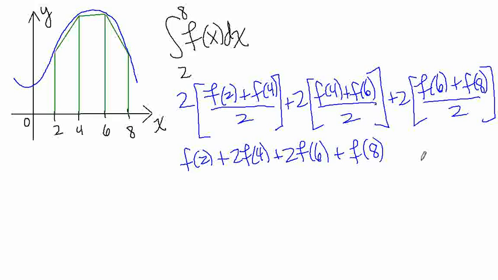All right, now what if we had used the right side rectangle approximation method? What would we have gotten for the corresponding expression then? Well, then we would have had 3 rectangles, all with a width of 2. And the heights of our rectangles would have been, for the right side rectangle approximation method, f of 4, f of 6, and f of 8.